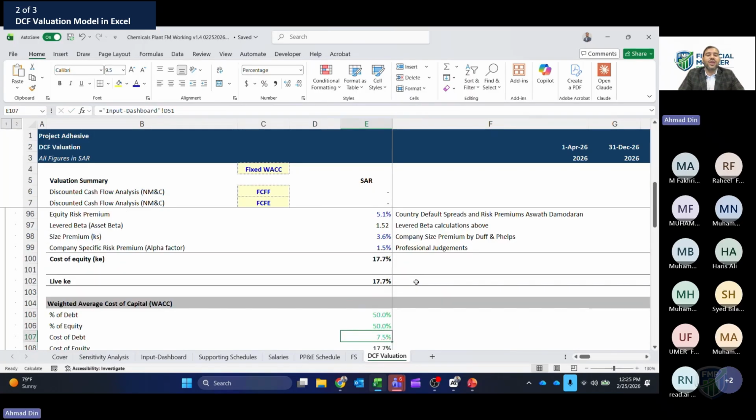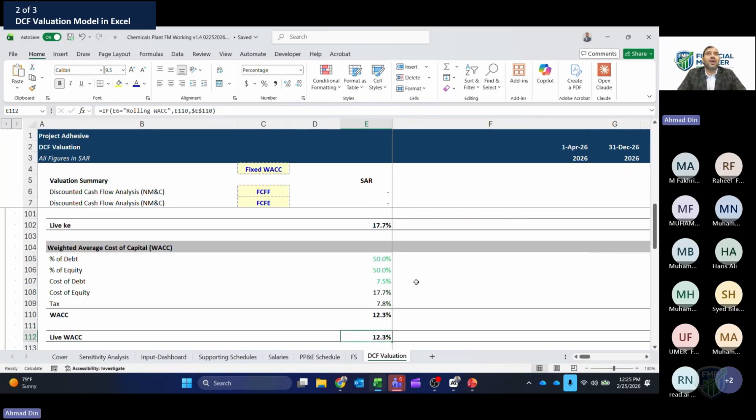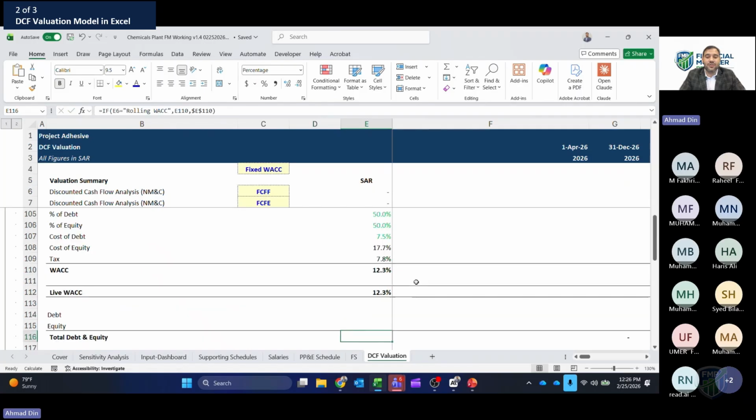Then to reach the WACC, we need to get the percentage of debt and equity in our business. At this moment, our company has 100% equity because this is a startup phase project, so we have assumed 50% debt and 50% equity. Cost of debt is our interbank rate plus credit spread for the Saudi market. We have a cost of equity and tax. Then, by giving weight to both, we have our WACC for the business.